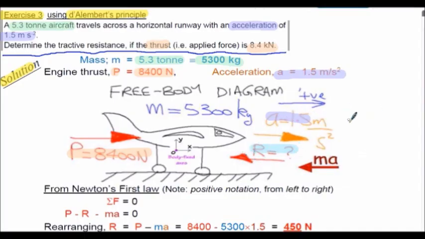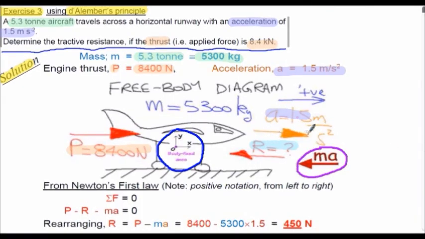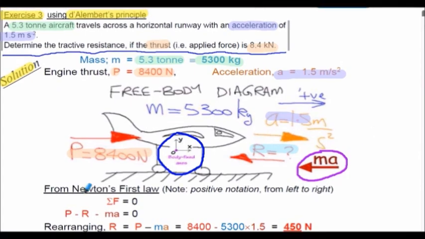Again, as I'm applying D'Alembert's principle, we have a fixed body axis moving with the aircraft, and I've applied my inertia force, the MA, opposing the acceleration, or the change in motion. I'm applying Newton's first law here because, again, the body is analysed as being in static equilibrium. And notice the positive notation this time is from left to right, as shown on the axis here. I'll let you review the solution at your own pace. The tractive resistance R is 450 newtons, and again that's the same value as we determined in the previous presentation, applying directly Newton's second law.